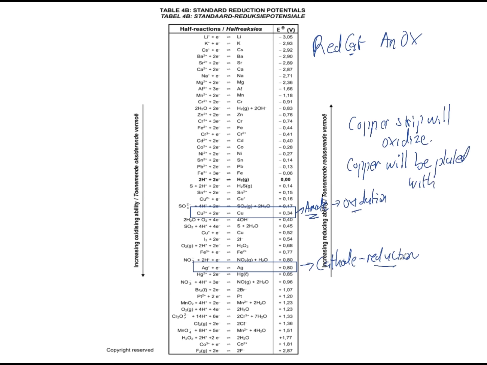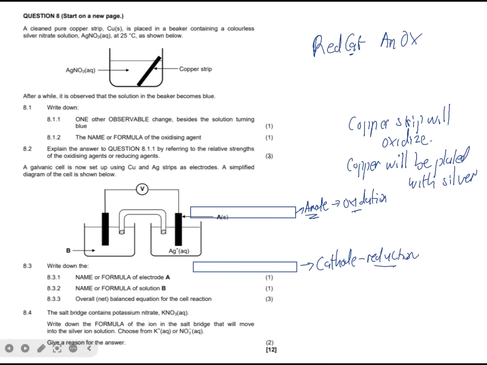Remember, the silver ions are the ones that will undergo reduction, and therefore they will be the ones that will electroplate the copper. So copper will be plated with silver. So these are the observations that we can state: that the copper strip will be oxidized and also the copper will be plated with silver. Okay, so that is it right there. So this is for 8.1.1.